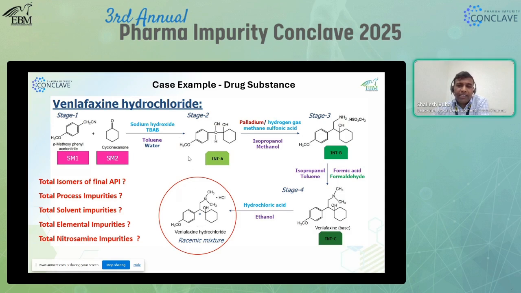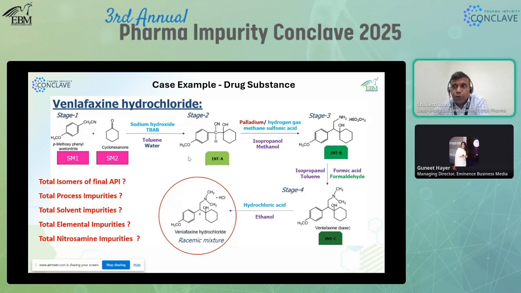So let's start this exercise. Let us list down the total isomer impurities, process impurities, solvent impurities, elemental impurities, and nitrosamine impurities. I will wait for a while to list down all these impurities, and then we'll go to the next slide. Dheeraj, can you just help me here with a yes or no for the next slide?